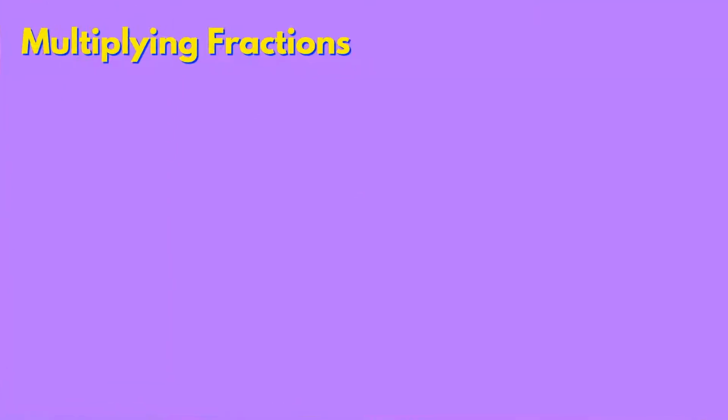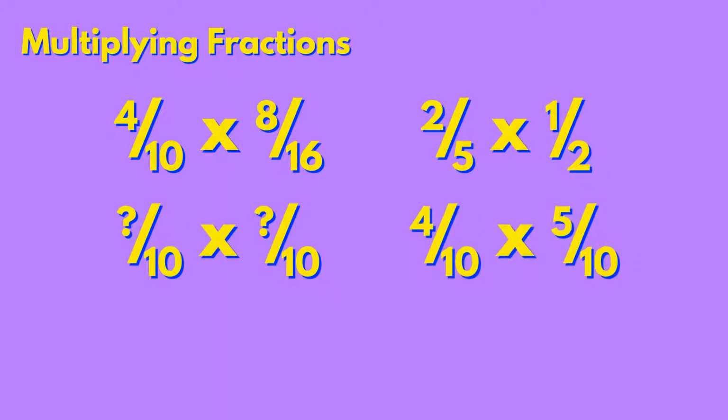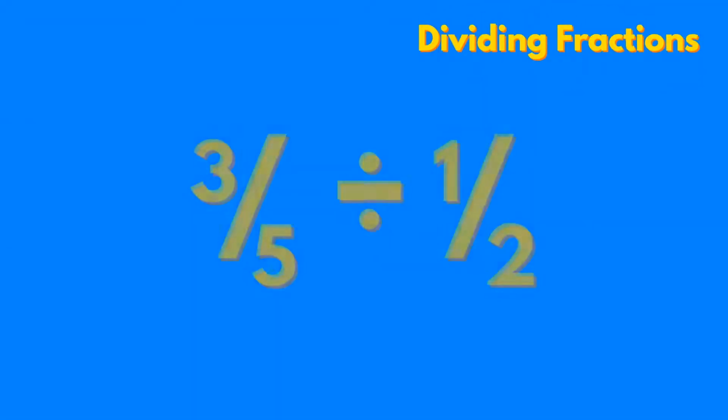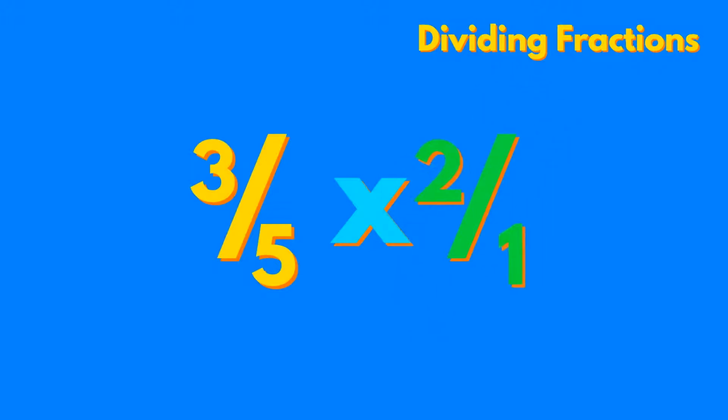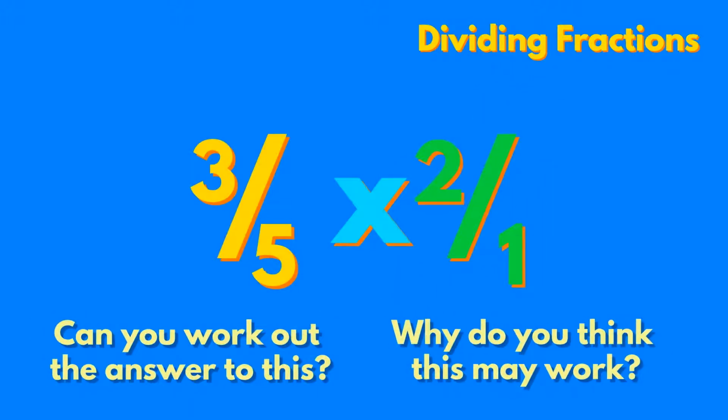When multiplying fractions, the process is similar, and again, we must find the common denominator. First, we simplify the fractions if not already in their lowest terms. Then, multiply the numerators to get the new numerator and multiply the denominators to get the new denominator. Dividing two fractions is the same as multiplying the first fraction by the reciprocal of the second. Can you work out the answer? Why do you think this may work?